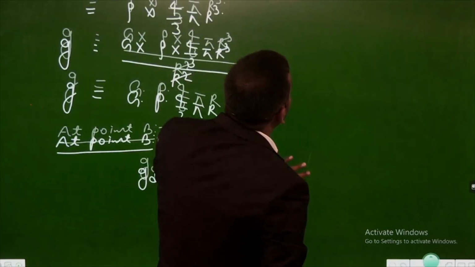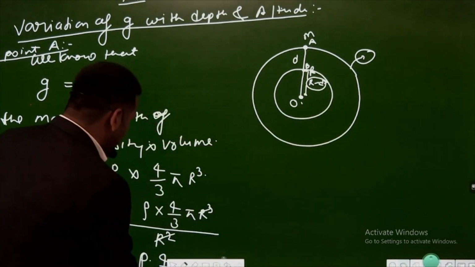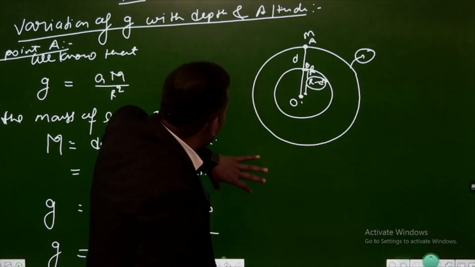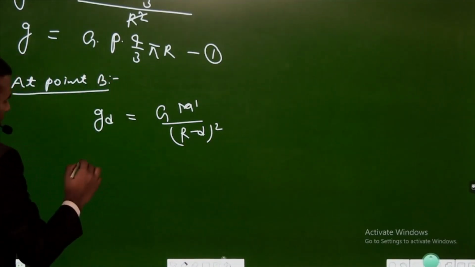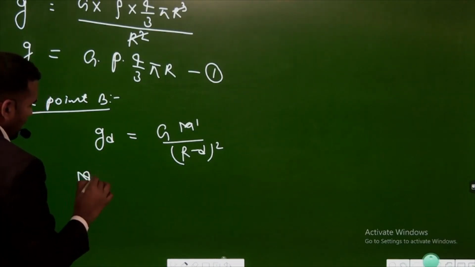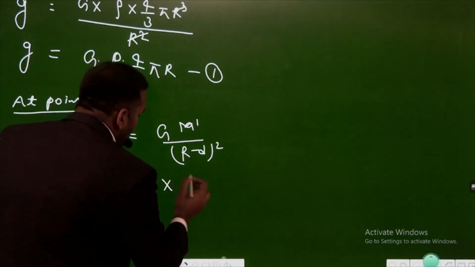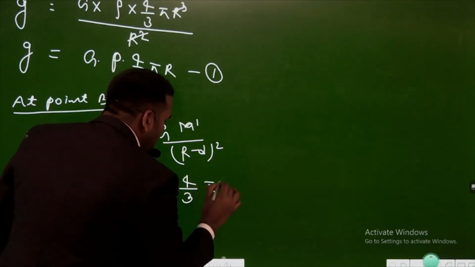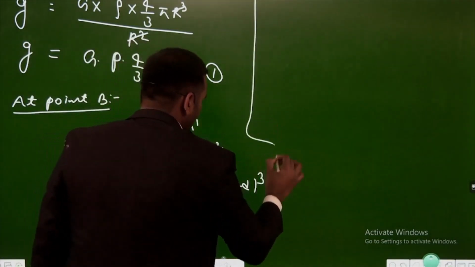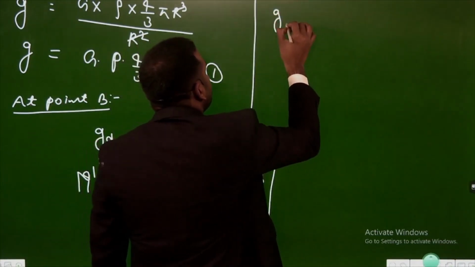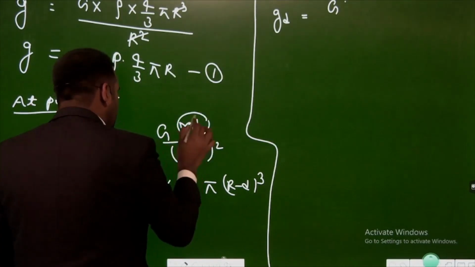because the radius of this sphere is R minus d. The radius of this sphere is R minus d. So the gravity of this sphere is equal to that, and in which we find out the mass of this sphere, which is equal to rho, meaning density, into volume, and this sphere's volume is 4 upon 3 pi (R minus d) whole cube. Finally we find out g_d is equal to G M. In place of M dash, we put these values.